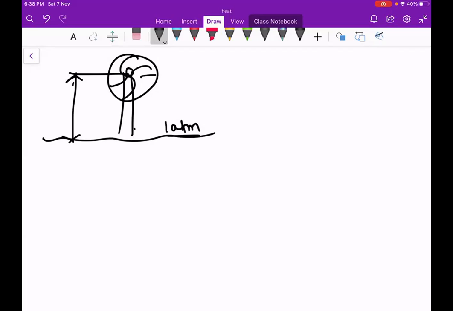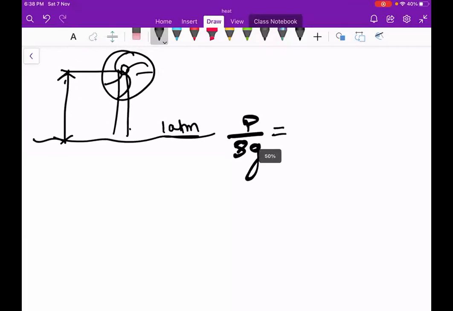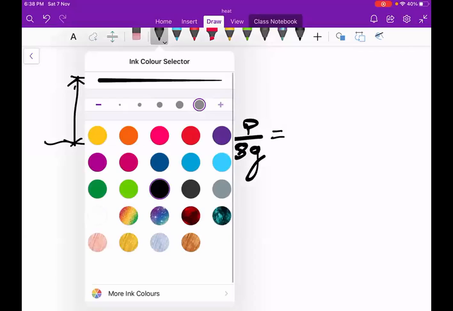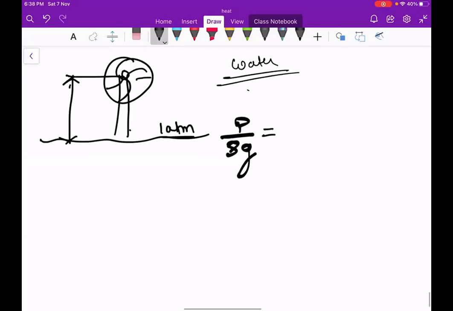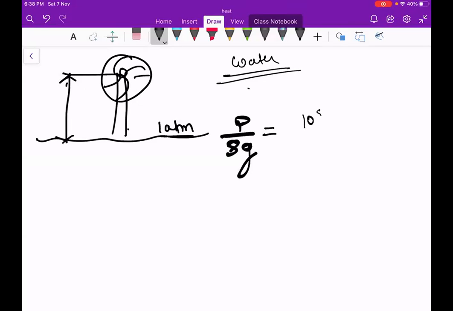You can convert the pressure into meters, so it will be P by rho g. How much is it coming? We are doing all the calculations for water, remember it. So it will be 10 to the power 5 upon 1000 into 9.8, so it is coming 10.2 meter of water.